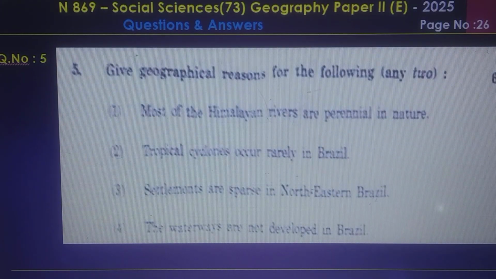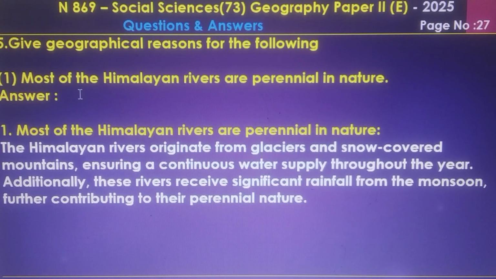And question number 5, the geographical reasons for the following given statements. The first one: most of the Himalayan rivers are perennial in nature. The answer: the Himalayan rivers originate from glaciers and snow covered mountains, ensuring their continuous water supply throughout the year. Additionally, these rivers receive significant rainfall from the monsoons, which further contributes to their perennial nature.